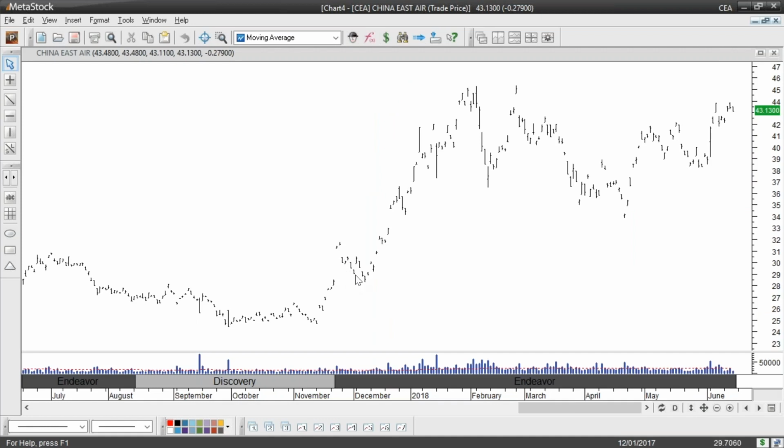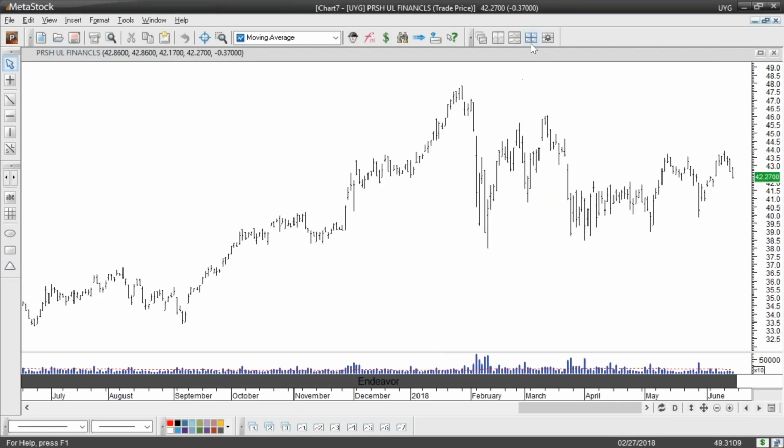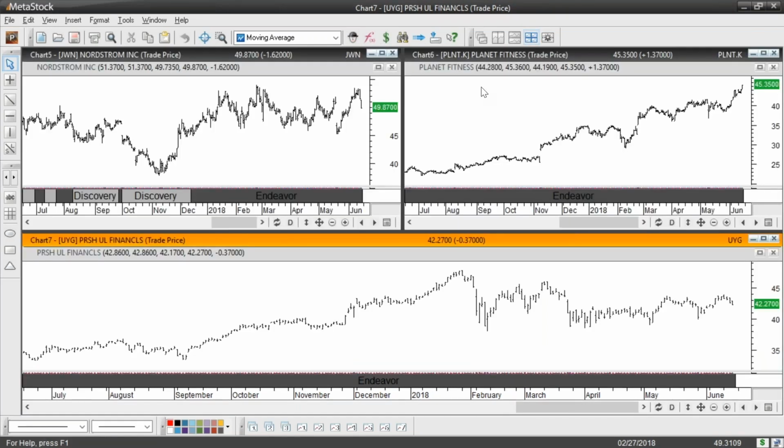When you have a stock that gaps almost every single day, that's usually a sign that this is a foreign company trading on an American exchange, China East Air. There you go. This is going to be just remarkably difficult to identify a short-term trend on. So I'm going to get rid of this. Changes? No. That brings my 4 down to 3.